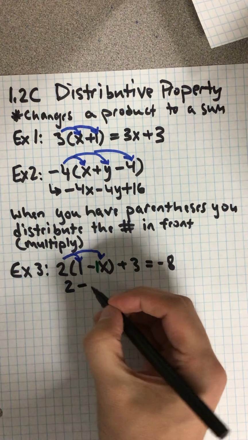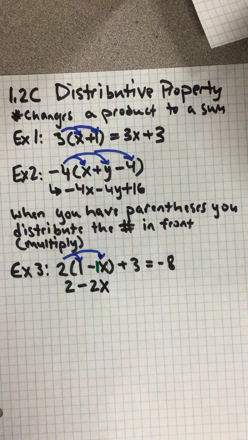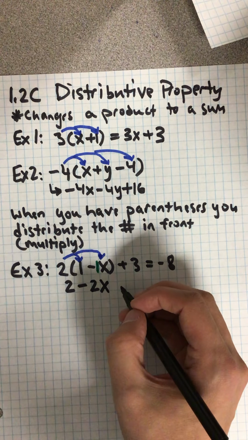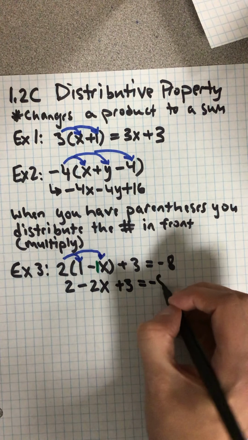Positive times negative is negative. 2 times 1 is 2. And since there's the x, it's 2x. Then, outside of our parentheses, we had a plus 3, so that just comes down, and a minus 8 on the other side of the equal sign.